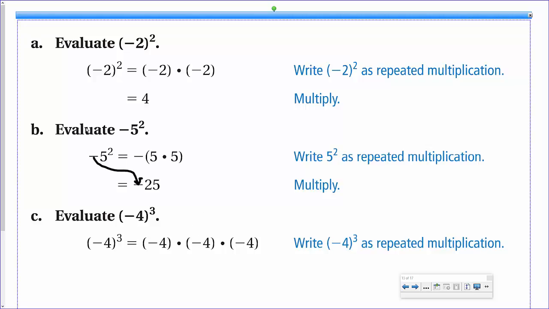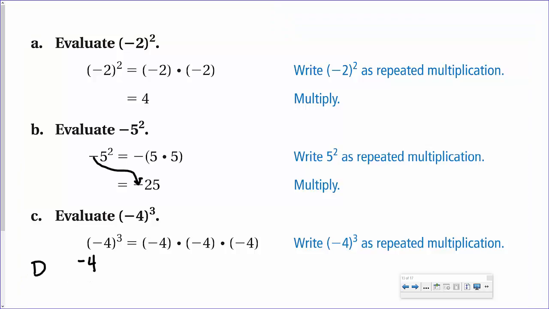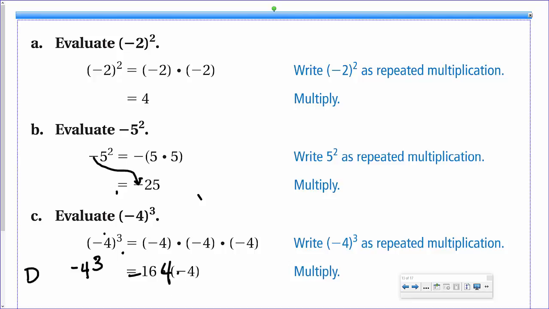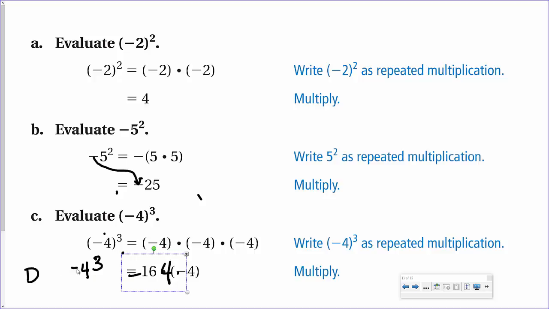But let's do a letter D here. I have negative 4 to the third power. This would be very similar to this one up here. If I look at it, that would be 4 times 4 times 4, but then I have to apply the negative sign to it. So I'll get rid of these things here.